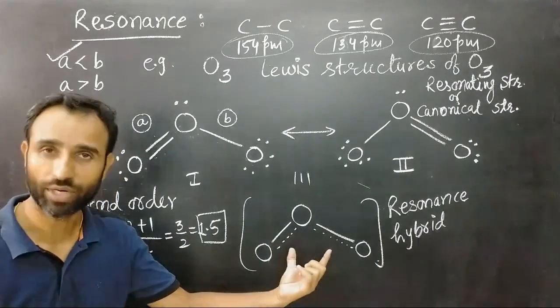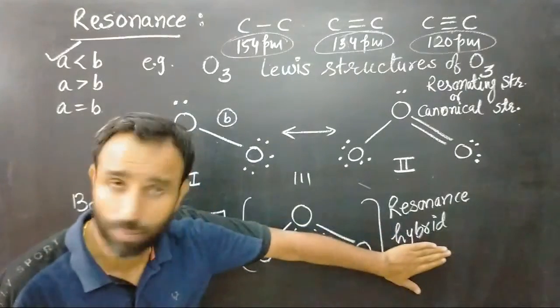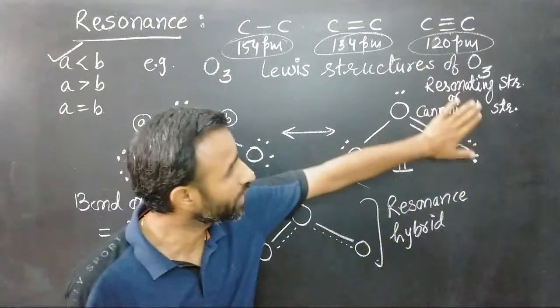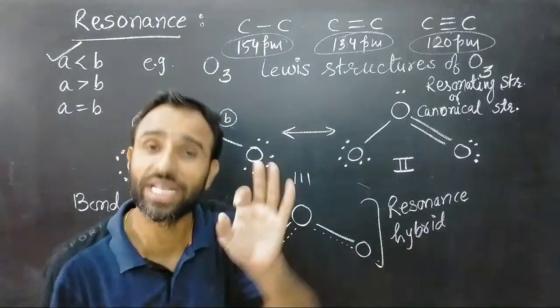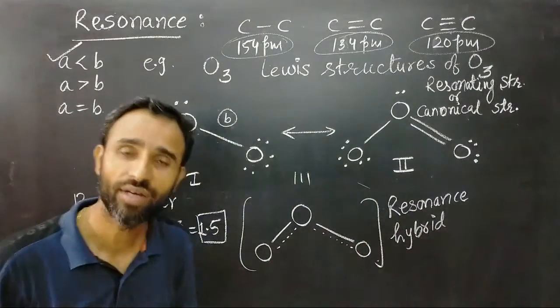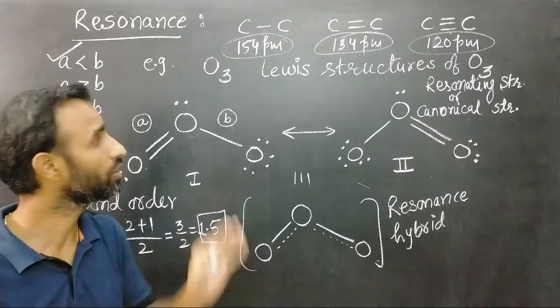Actual structure is this one. That means resonance hybrid is the actual structure, and resonating structures or canonical structures are imaginary structures. They are imaginary structures of ozone.